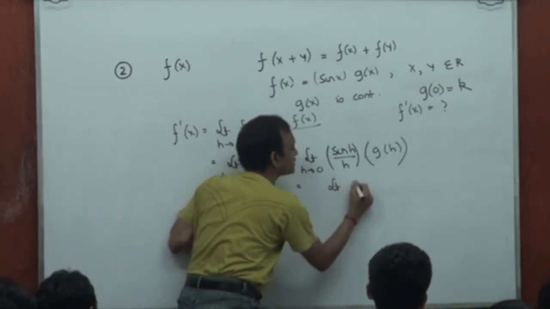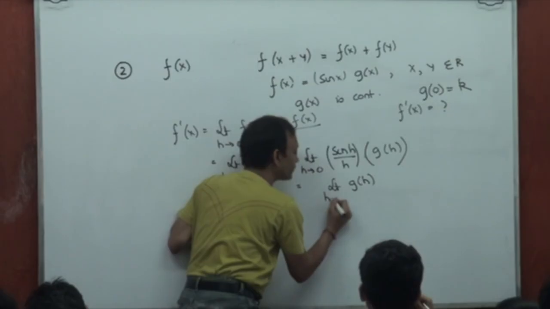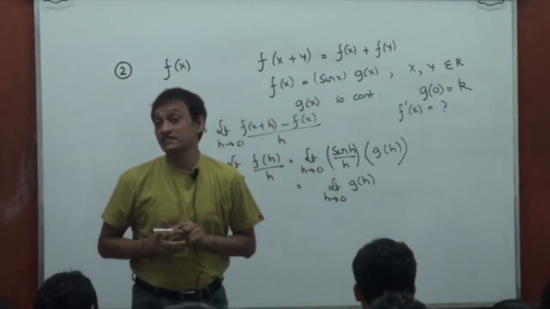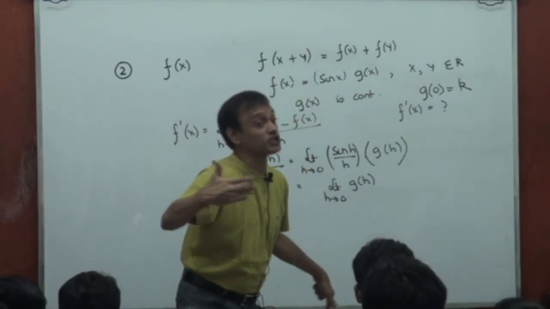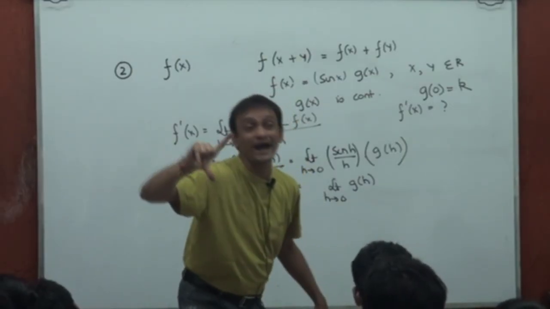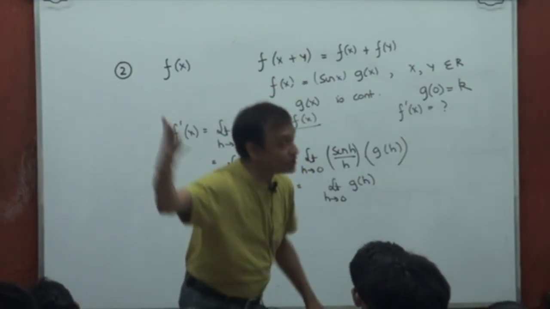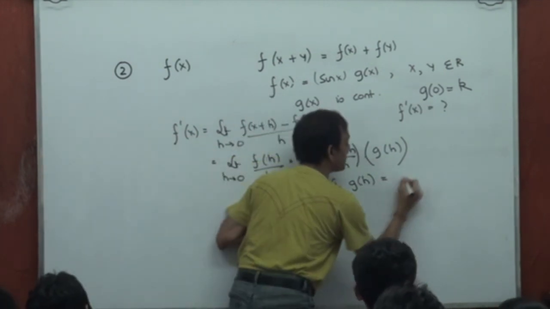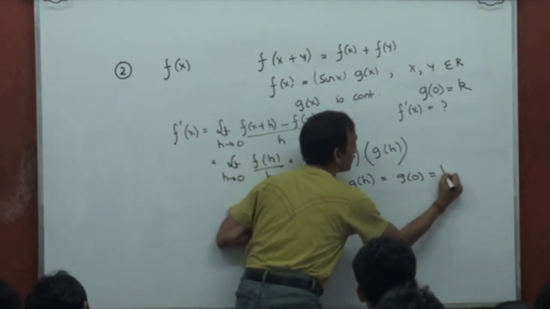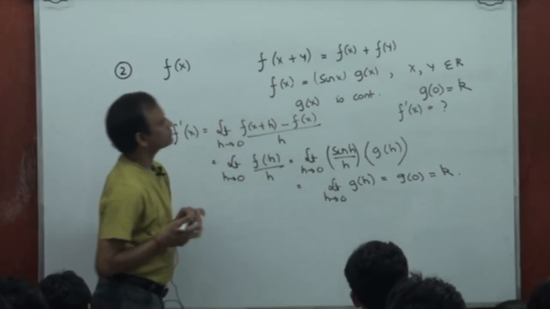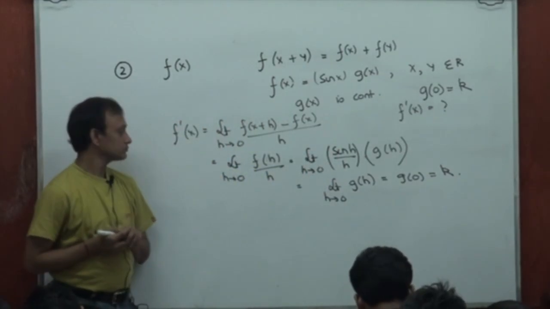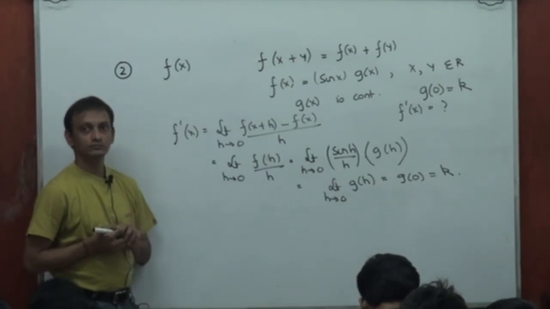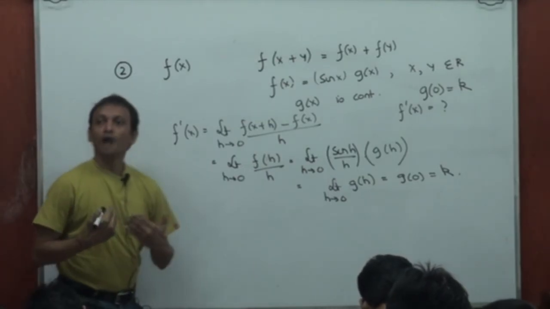So we are left with limit g(h), h tends to 0. But g(x) is continuous at x equal to 0, so limit g(h) as h tends to 0 must be g(0). Why? Because g(x) is continuous at x equal to 0. So this will be g(0), which will be a. Are you alright with this?